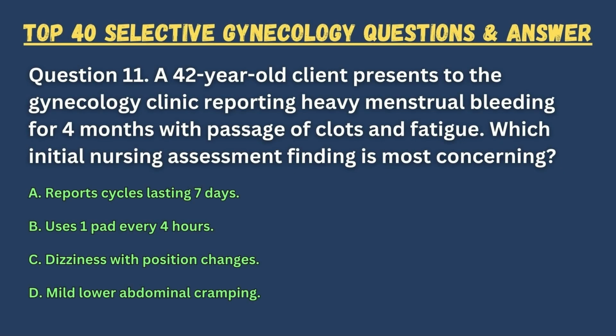Question 11. A 42-year-old client presents to the gynecology clinic reporting heavy menstrual bleeding for 4 months with passage of clots and fatigue. Which initial nursing assessment finding is most concerning? A. Report cycles lasting 7 days. B. Uses one pad every 4 hours. C. Dizziness with position changes. D. Mild lower abdominal cramping.